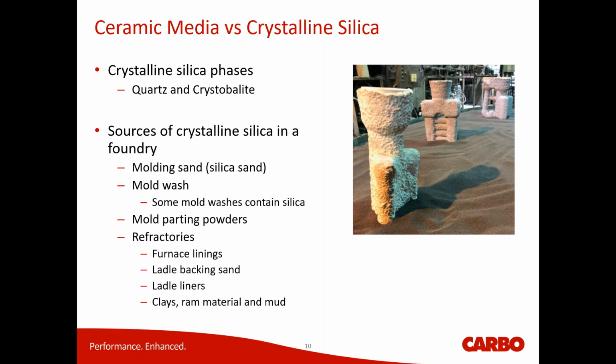The other areas that contain crystalline silica are your refractories, your furnace lining, your ladle backing sand, your ladle liners, your clays, random material, and mud. As we've talked about, there are other options for each one of those that do not contain crystalline silica. For the ladle backing sand, we've actually created our own answer. We've created our own ladle backing media that does not contain any crystalline silica, and we are seeing people who are using it getting double to triple life out of their ladle liner.